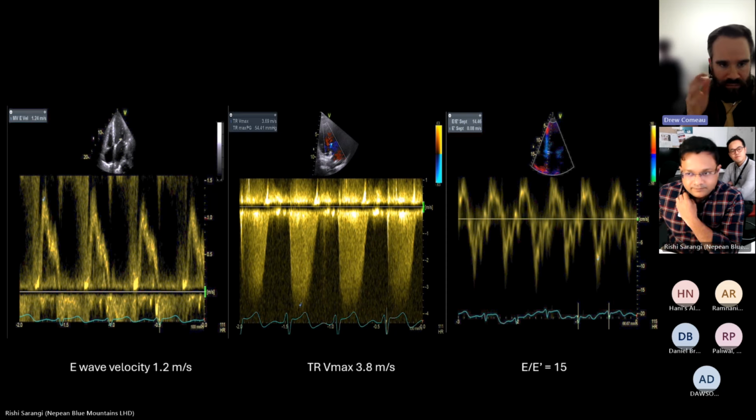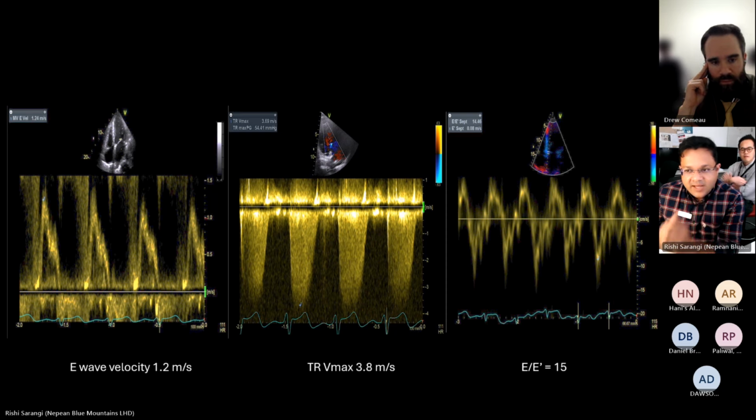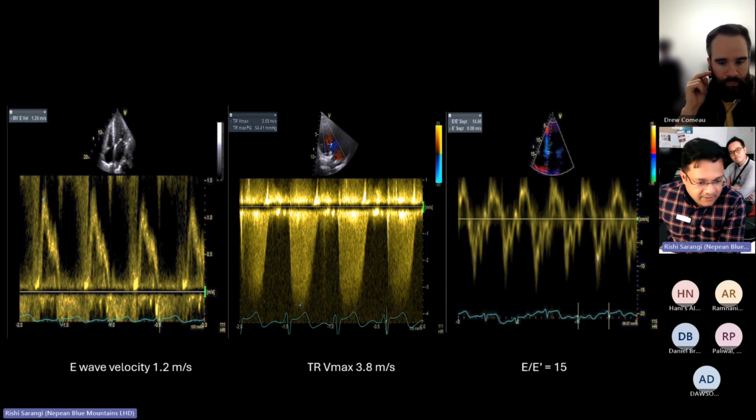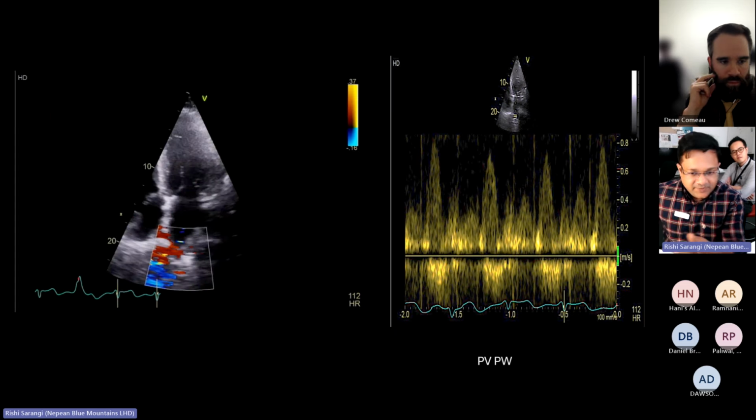I guess gray zone. The TR Vmax is 3.69, which is above 2.8, which is in keeping with high left atrial pressures in the absence of any chronic lung disease or lung pathology. Absolutely, brilliant. And then the last image for this one.